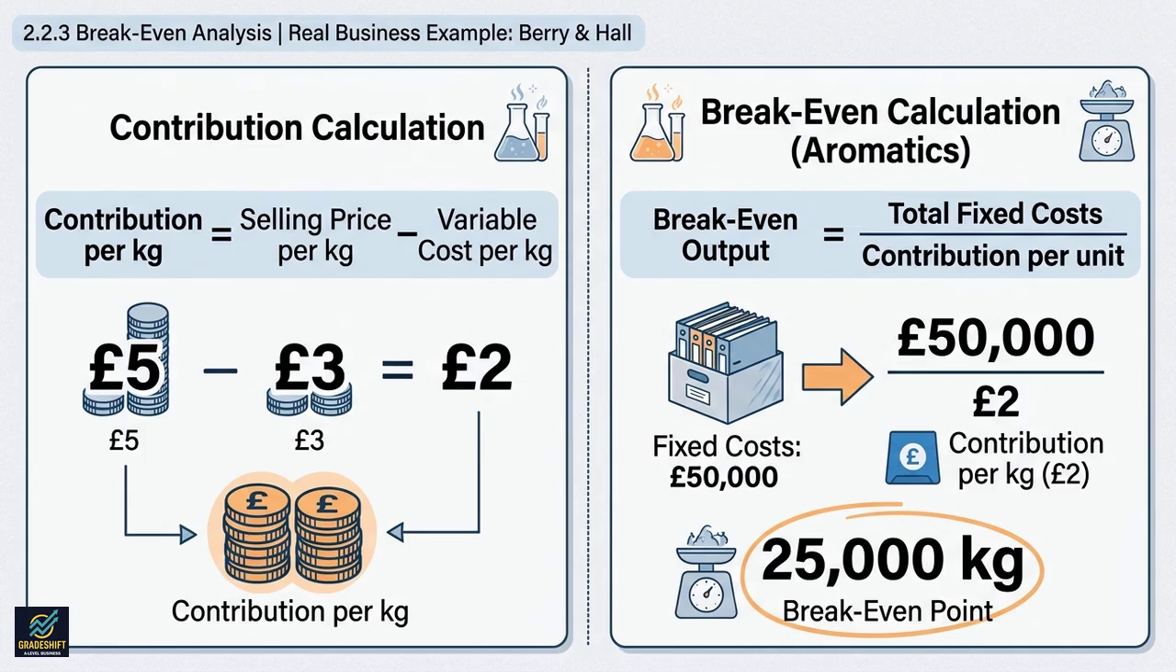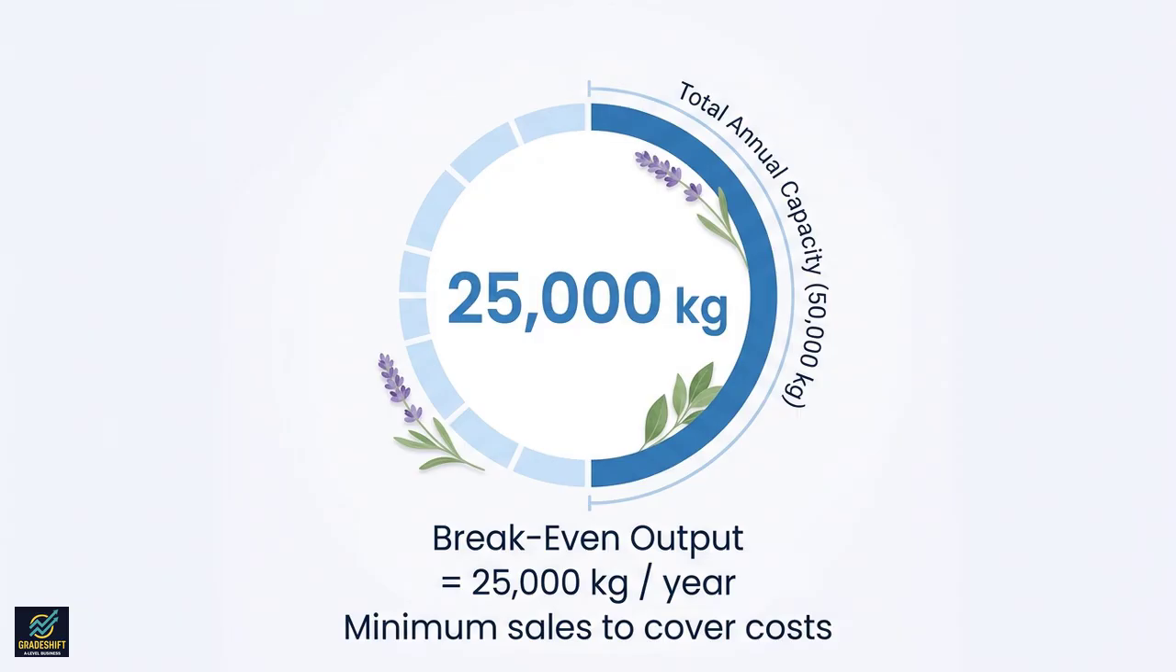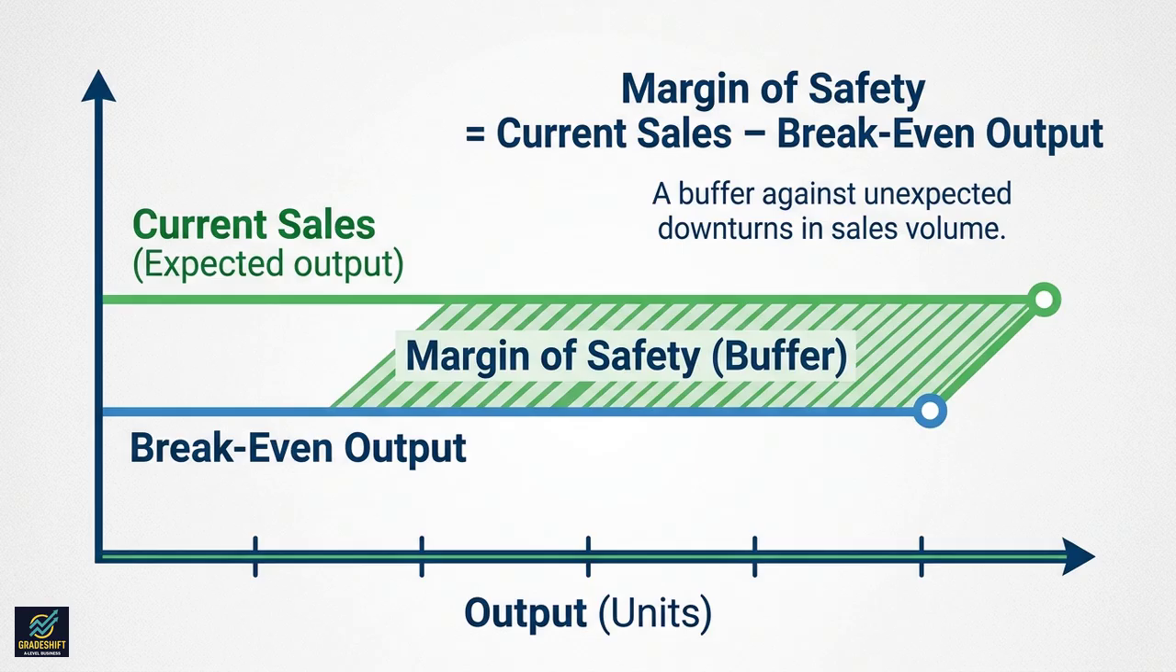First, the contribution per unit is £5 minus £3, which equals £2 per kilogram. We then divide the £50,000 of fixed costs by this £2 contribution to find the break-even point. This calculation reveals a break-even output of 25,000 kilograms per year. Berry & Hall must sell exactly this amount to cover all their costs before they can start generating any actual profit for the year. This brings us to another vital concept, the margin of safety.